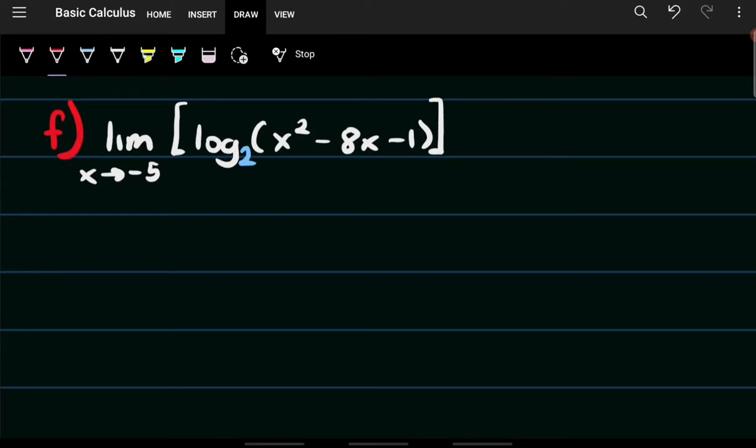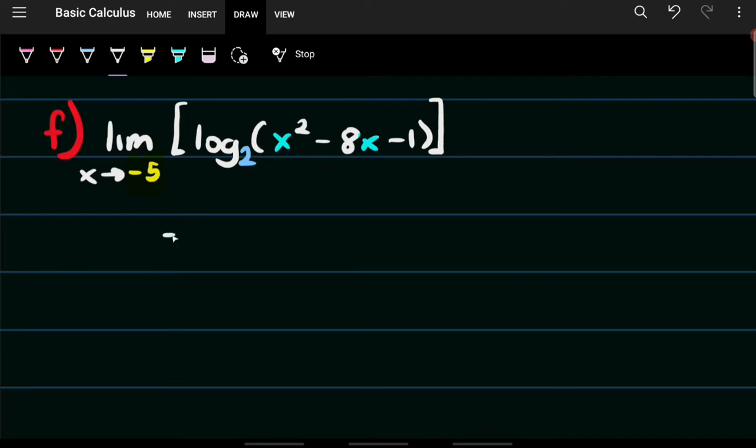All right, so let's double check our solution. Again, the limit of the logarithm of x squared minus 8x minus 1, wherein x approaches negative 5. Okay, x approaches negative 5. So right now, we have the following variables, x squared and negative 8x, so we're going to substitute. So let's substitute the value of x, okay?